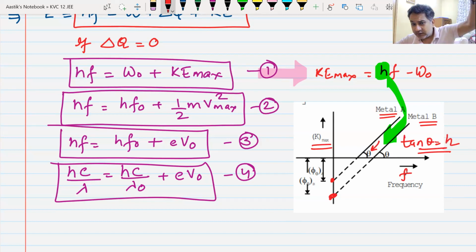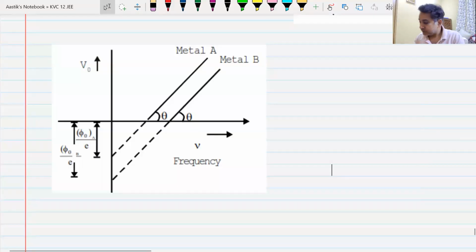Tan theta of the graph where we had stopping potential plotted was h by e. Do we remember this? This is the graph. If you want, I will show it to you again. Have you noted down this graph? Then this is the graph that I was talking about, the graph between V naught, the stopping potential, and f.